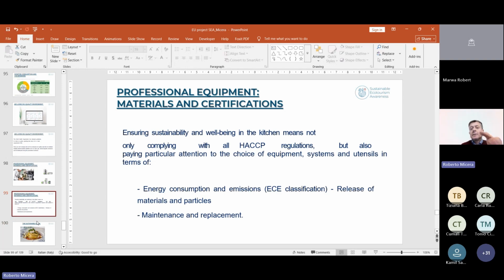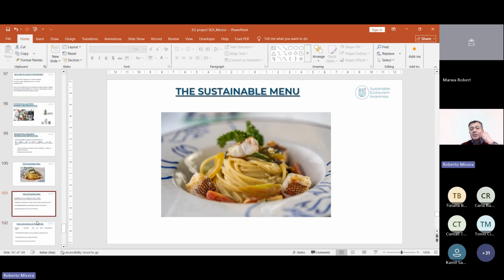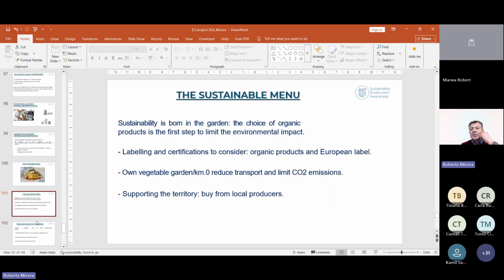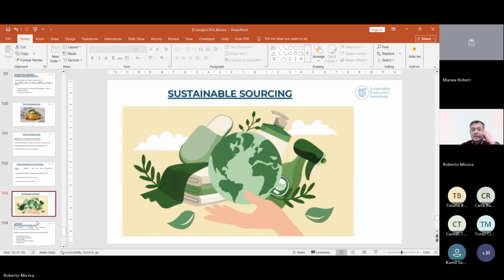If it's possible, follow the HACCP regulation, and offer a sustainable menu in which we have the choice of organic products, as a first step to limit the environmental impact. Reuse and reduce the use of the kitchen.